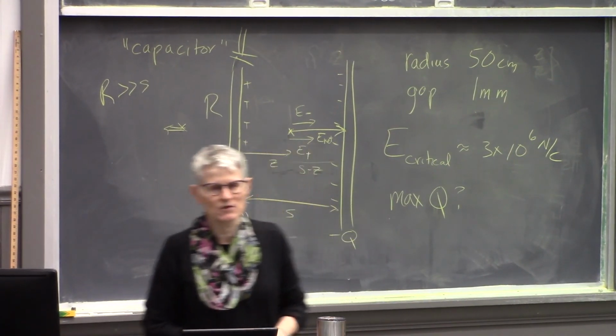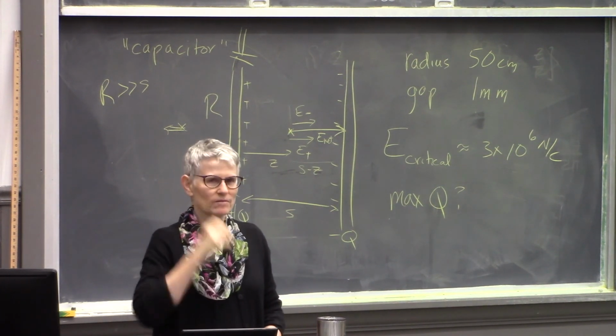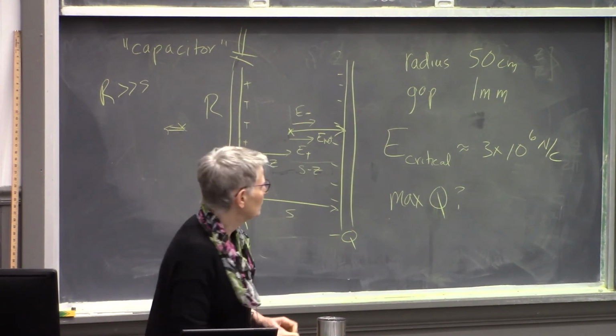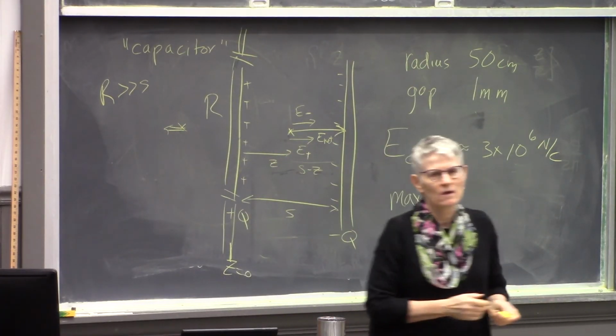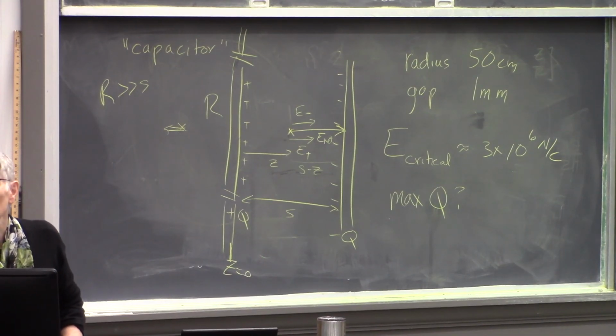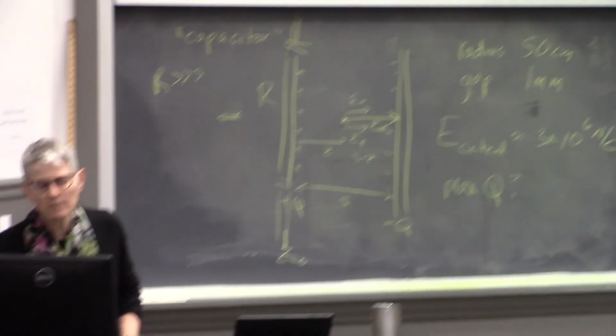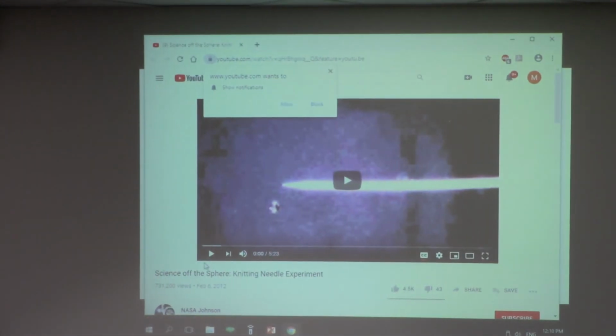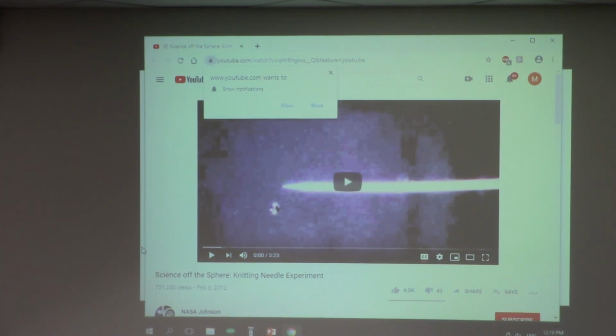I want to talk for a minute about what's going to happen in lab this week, because it's sort of interesting, I think. So what we're going to do is watch a video, which maybe I can show you here if it behaves, that is supposedly a video of a demo done on the International Space Station. Involving a charged knitting needle and charged droplets of water.